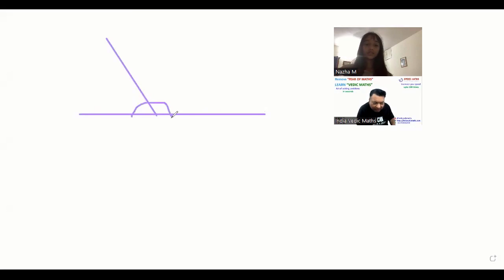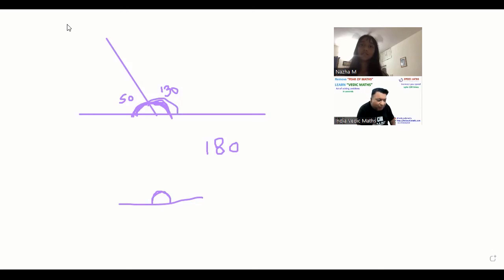Generally, this full straight angle is always 180. If there is a straight line, this whole angle is 180 for a straight line, okay? That's the rule. The straight line angle is 180. If this one is 50, then how much will this be? That will also be 50. No, 130. The total should be 180, right? For example, the sum should be 180.